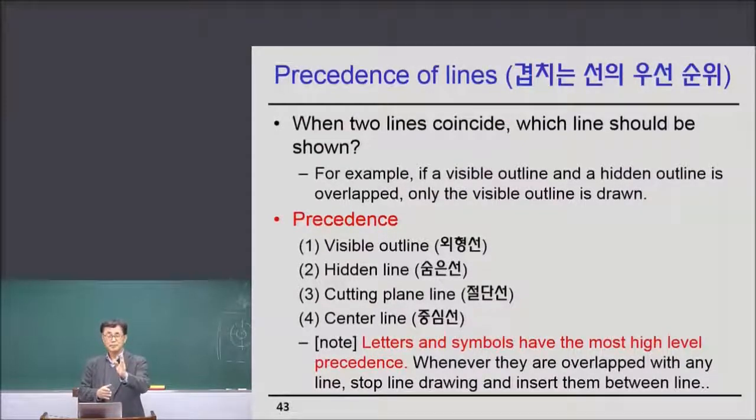You do not need to draw the center line because it's overlapped exactly. So the priority is like this. And the cutting plane line, I'm going to explain at a later lecture, so don't worry about it. There is some chance that letters and symbols are overlapped onto the visible outline. In that case, the visible line is cut out to make a space, and then you put symbols and letters on it. But this is not recommended.